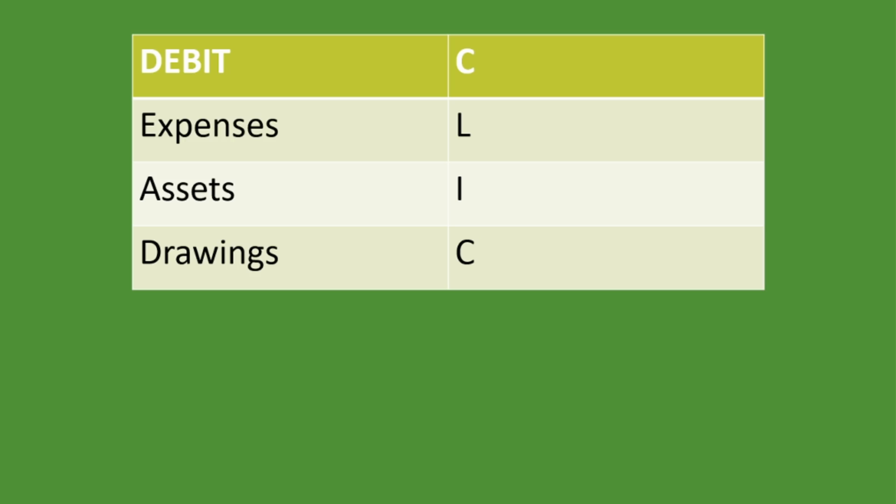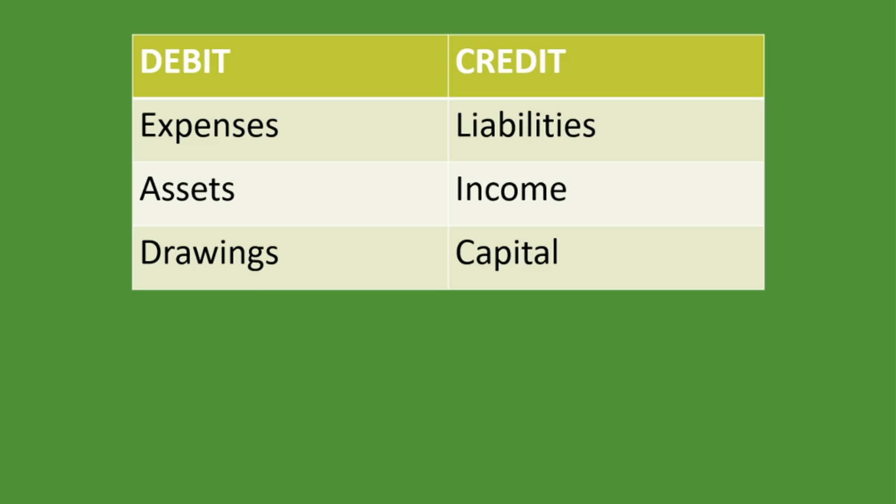And what do we credit? Well, on the left hand side we have CLIC, which starts with C, which is credit. And then what do we credit? Liabilities, income, and capital. And that is it. That is the tip I wanted to show you and share with you.